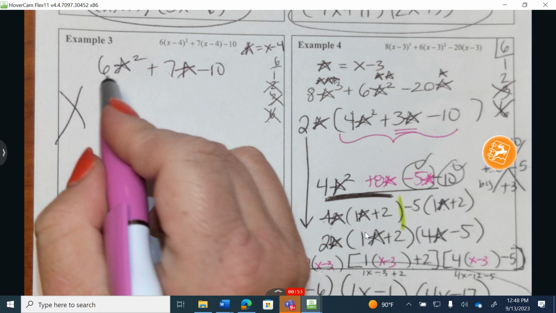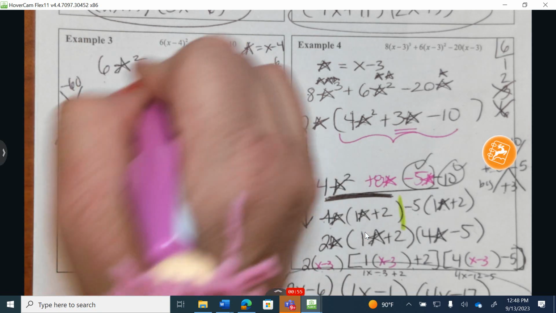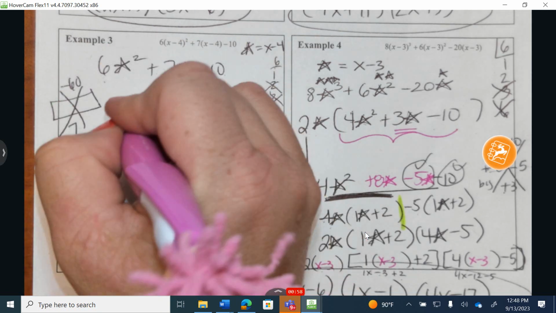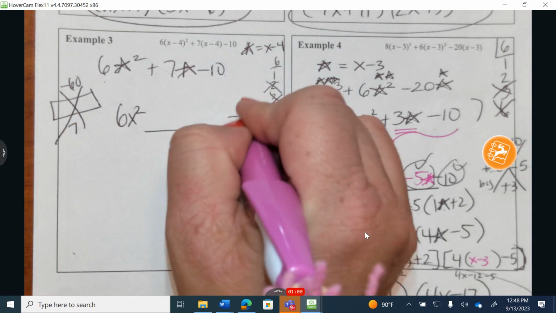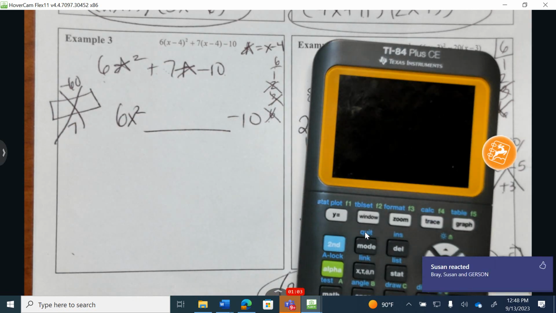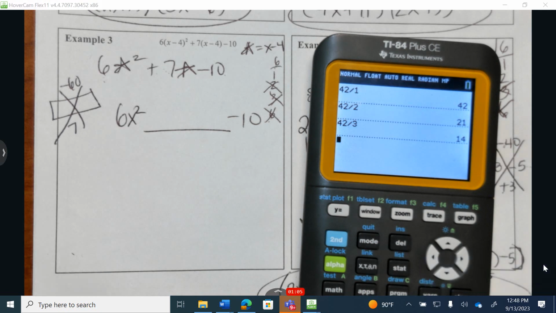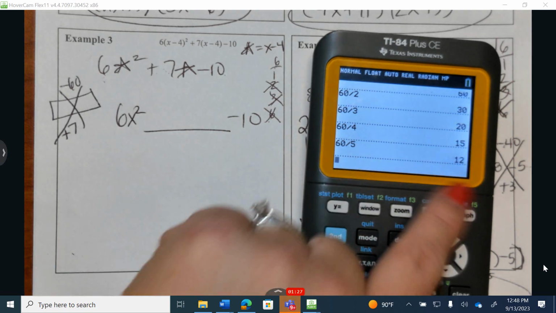I'm going to come off to the side. 6 times negative 10 is negative 60, and a positive 7. Let's find that combination, and we'll fill in this missing part. So I'm going to grab a calculator here, and start with figuring out 60. 60 divided by 1, 1 and 60 does not achieve a positive 7. 60 divided by 2, 2 and 30 does not work. Divided by 3, 3 and 20 does not work. Divided by 4, 4 and 15, we're getting close. Still, it doesn't work. So let's go divided by 5. Okay, 5 and 12 do work.